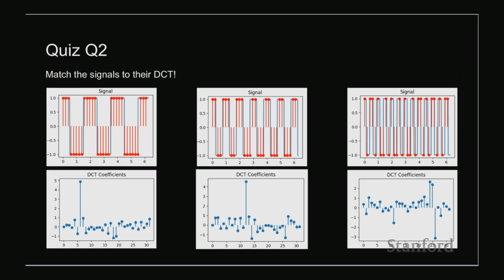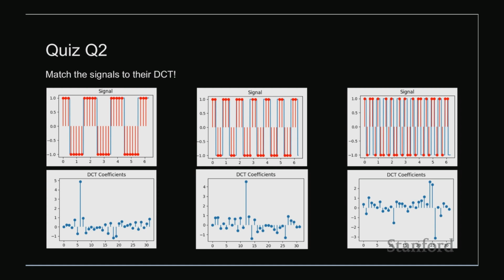Okay. And so the next two quiz questions were based out of this. So the first one was match the signals to their DCT. So you didn't have to do really anything. You had to see that for different signals, we are just increasing the frequency. And so if you look at the DCT coefficient, your higher DCT coefficient will keep shifting towards the right, because that's saying you have energy more and more in the higher frequency components, right?